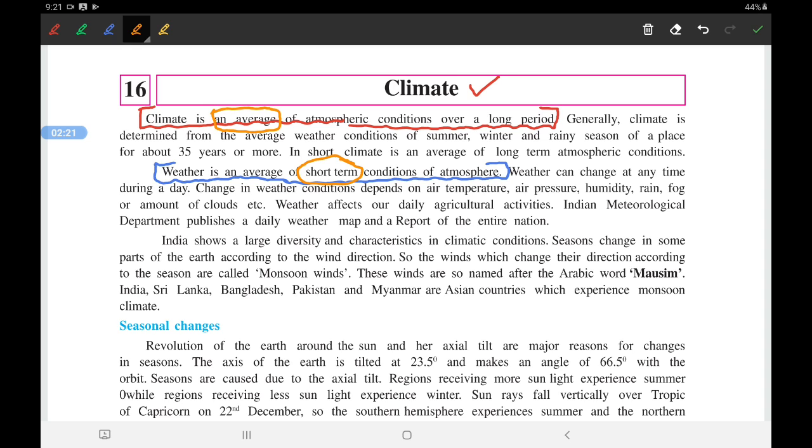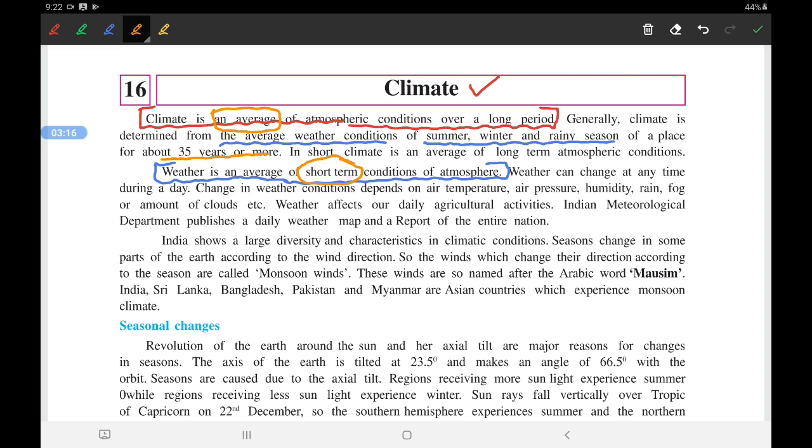Now what is climate? Climate is an average, means it is a long term atmospheric condition, or an average of long term, means such kind of weather exists there for a long term, and that's why there is a difference between climate and weather. See, generally climate is determined for an average weather. It is determined for the average weather condition of summer, winter and rainy season of a place for about 35 years. See, at least for 35 years, if the same condition remains there, same means not always hot, not always cold, but the average condition, if the pattern remains the same, then that can be told as the climate of that particular place.